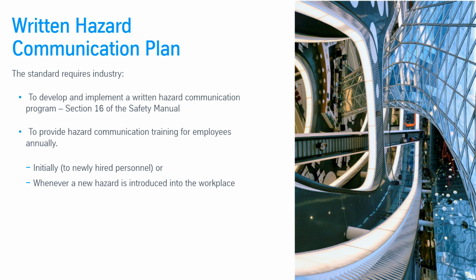Written hazard communication plan. The standard requires industry to develop and implement a written hazard communication program, Section 16 of the Safety Manual. To provide hazard communication training for employees annually, initially to newly hired personnel, or whenever a new hazard is introduced into the workplace.